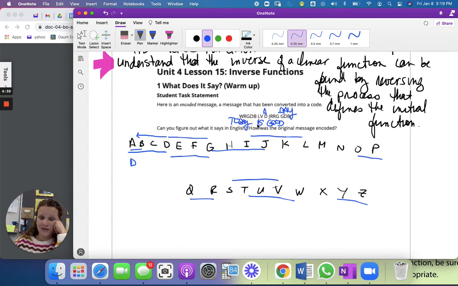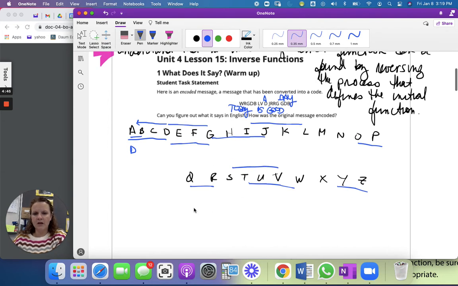So we have an encoded message and a rule. Let's see what we're doing. How was the original message encoded? So our input minus 3, basically, our output equals our input minus 3. That's terrible.